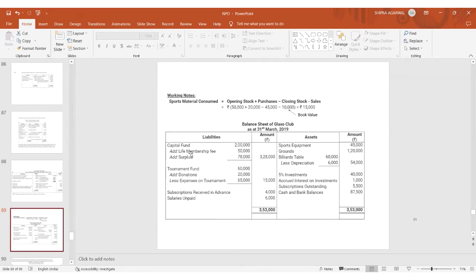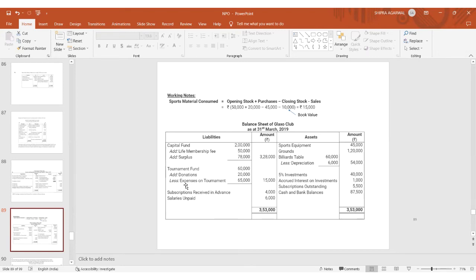See, many a time we show this life membership fee separately and we do not add it to capital fund. But the best practice is to show it by adding it to the capital fund, because life membership ultimately has to be added to the capital fund, as that will increase the capital funds for the overall working of the organization. Then tournament fund is given to us as 60,000 and there are further more donations for tournament.